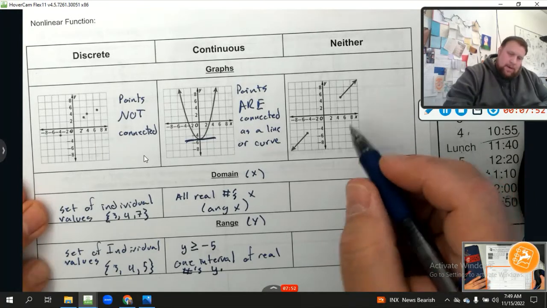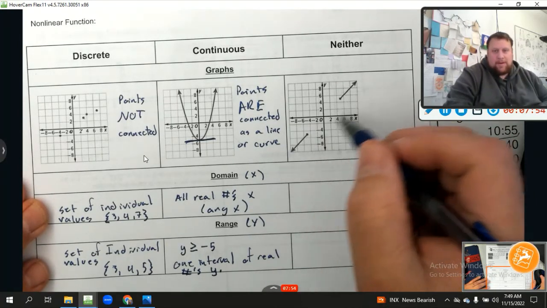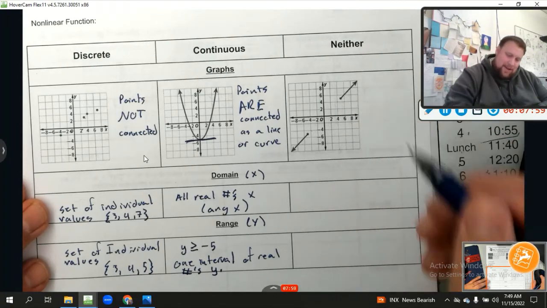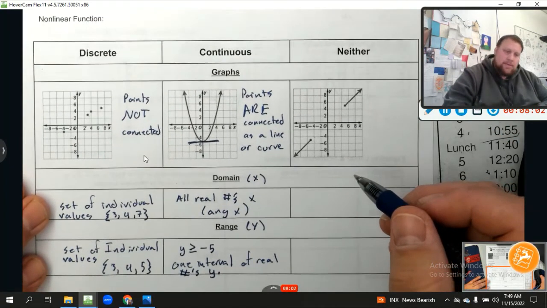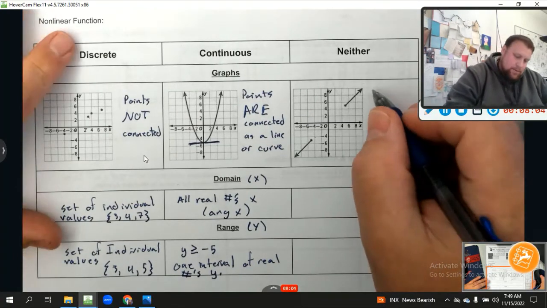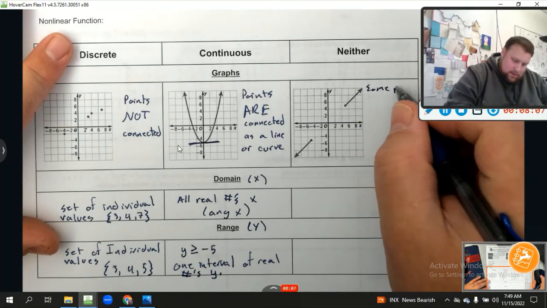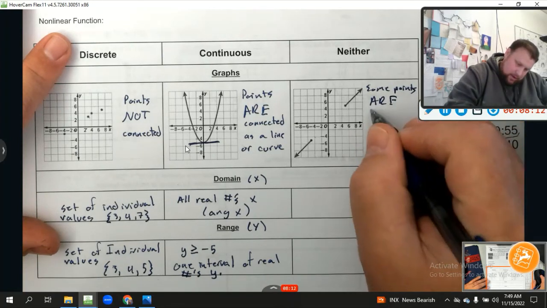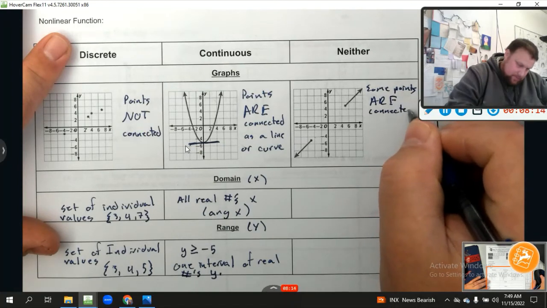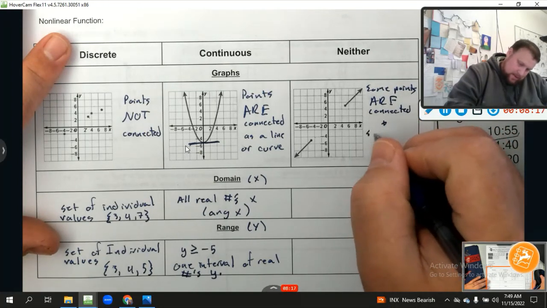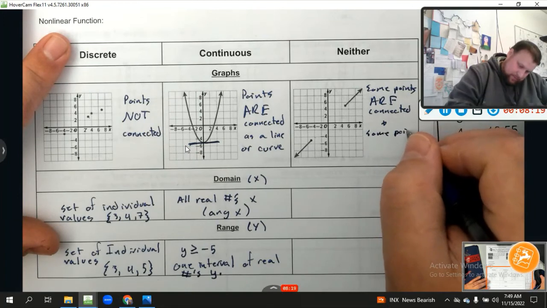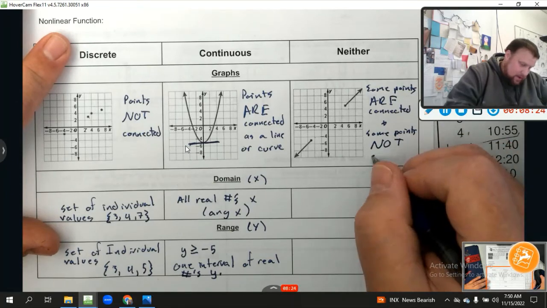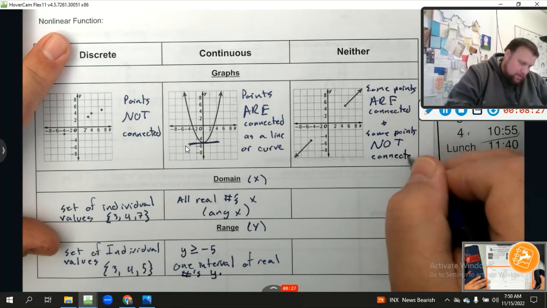Now, we're going to talk about neither. Notice how we have sections where it's continuous, and then we have a section where it's discrete, right? Where these two aren't connected. That's called a neither. When you have elements of both, it's neither. And what we say is some points are connected and some points not connected. So it has elements of both.